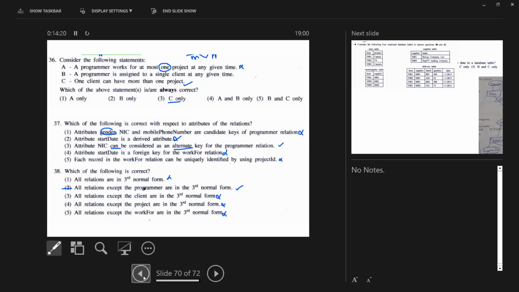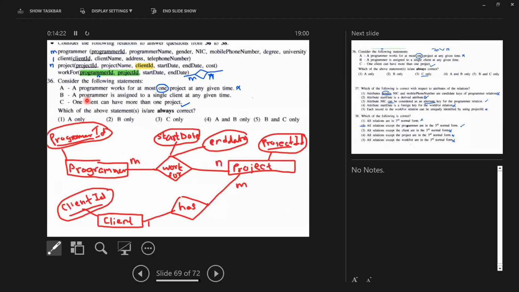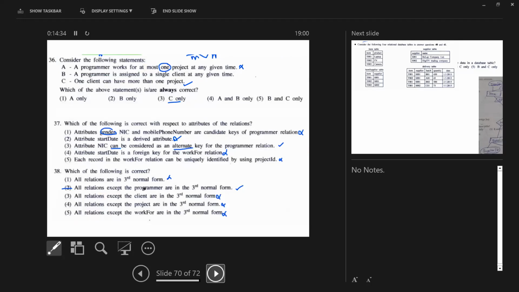Okay. So in these tables, attribute NIC. Just look at where NIC is. NIC in the programmer table. So NIC can be the alternative key for the programmer table. That's correct. Then the next one: attribute start date is a foreign key for the work for relationship.